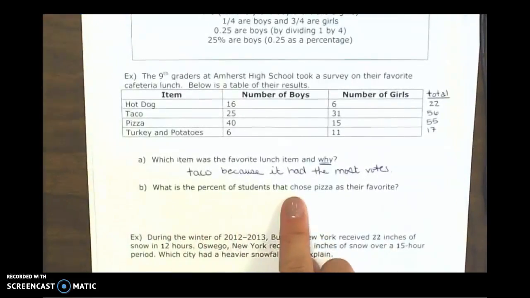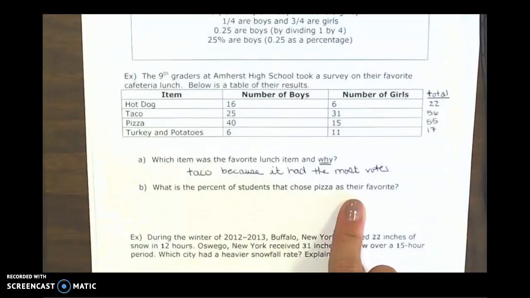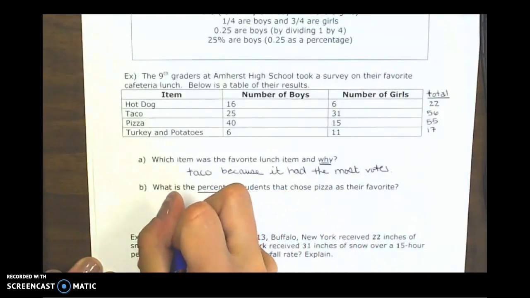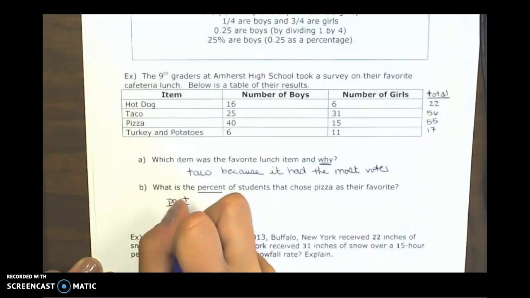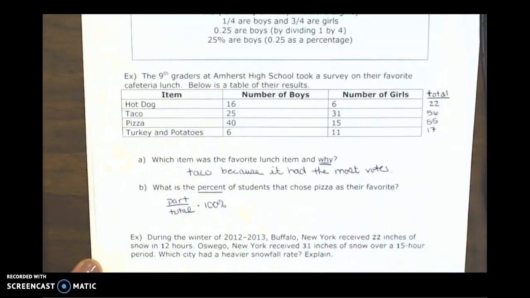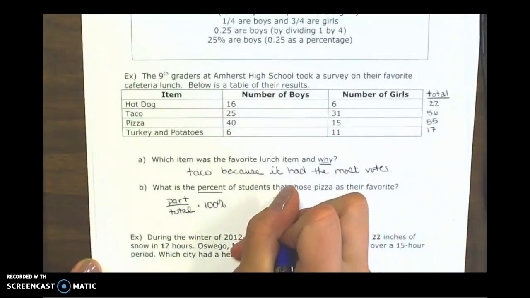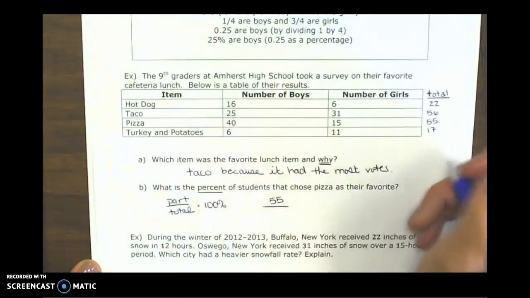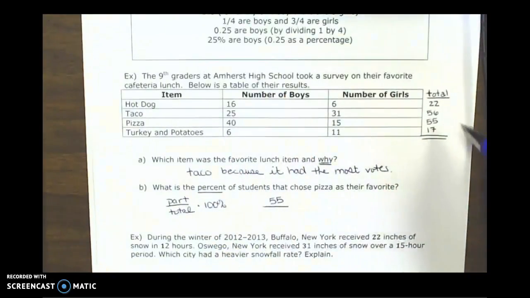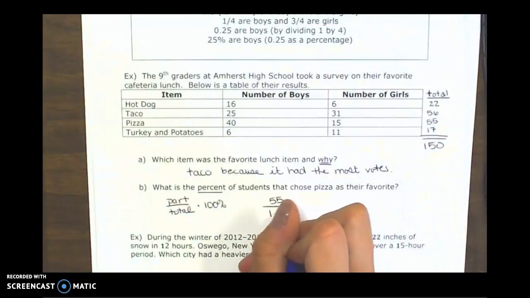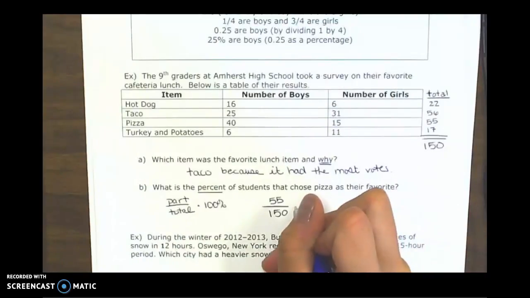What percent of the students chose pizza as their favorite? So we want a percent. To complete a percent, you need part over total times 100%. So let's take a look. What part of the surveyed liked pizza? That was 55. Now, do we have the total number of people in the survey? It doesn't tell us, so we're going to have to add it up. And if we add all of these together, we get 150. So my total is 150.